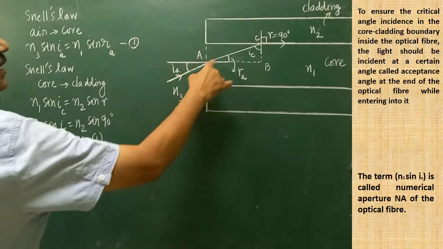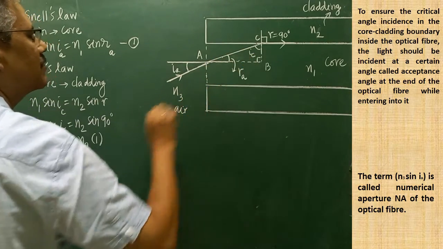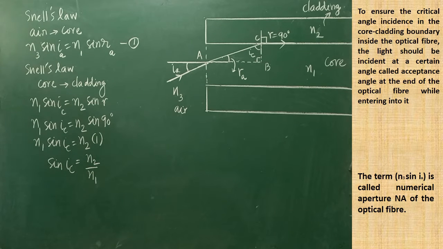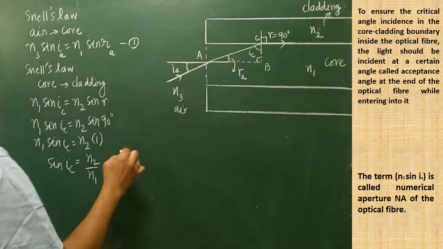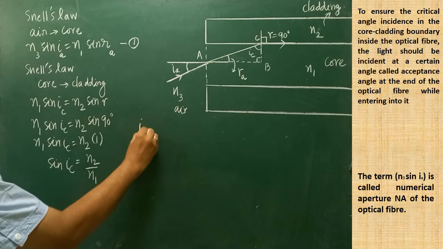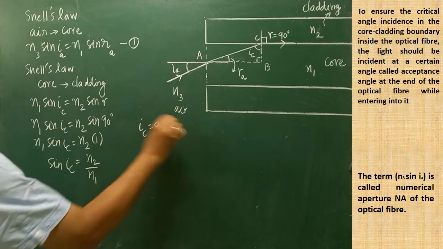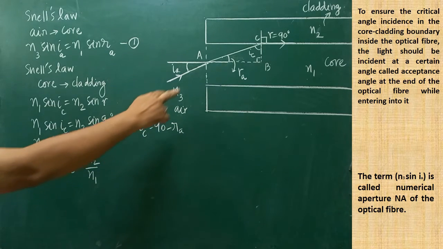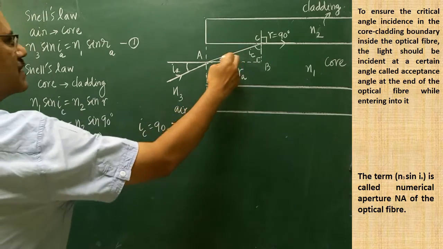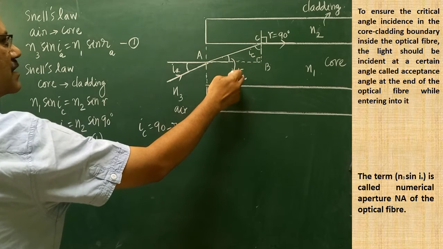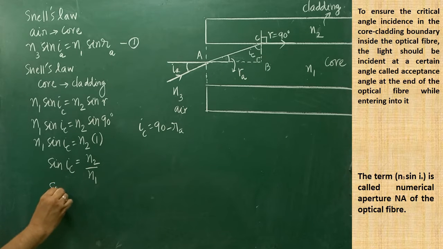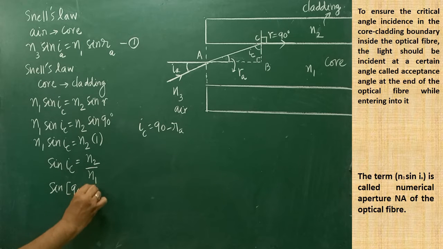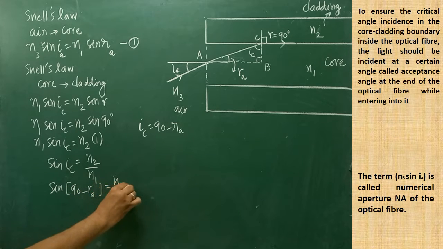Look at the triangle. In this triangle, that 90 degrees is there, the perpendicular is there. How to get this IC? This IC can be obtained by 90 minus RA. From this triangle we can write IC equals 90 minus RA. If this 90 is subtracted by this RA, you will get IC. Therefore, IC can be replaced by 90 minus RA. So in the next step, we can write sin(90 minus RA) equals N2 by N1.